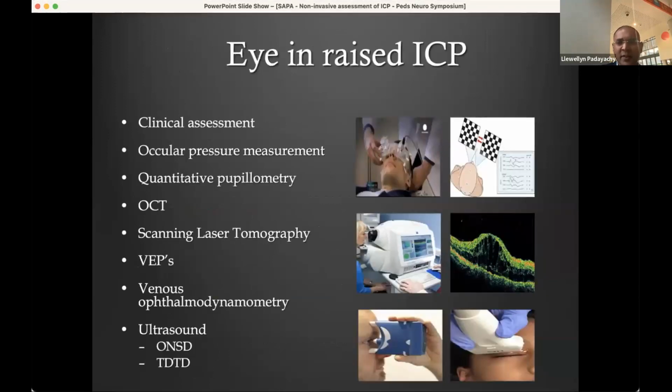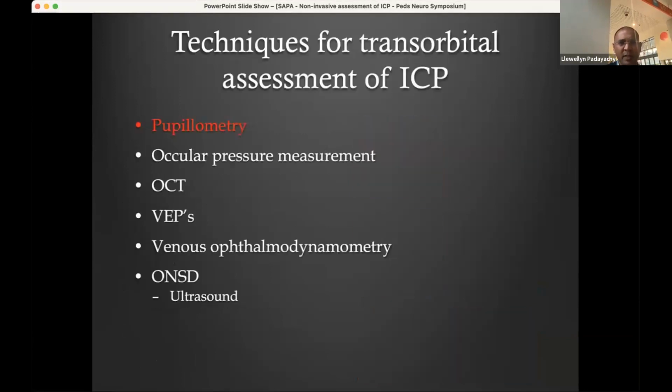So the eye, I think, is a fundamental tool to accessing information from the brain, particularly raised ICP. Clinical assessment I've touched on. Intraocular pressure measurement, I think, is quite important. Pupillometry, OCT, and ultrasound measurement, I think, are really where a lot of the literature and a lot of the developments have been gravitating towards. So I'll spend a little bit of time on that.